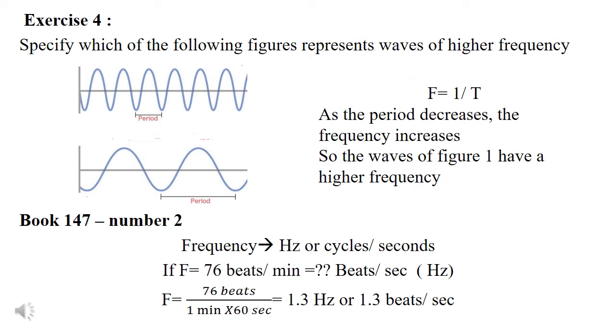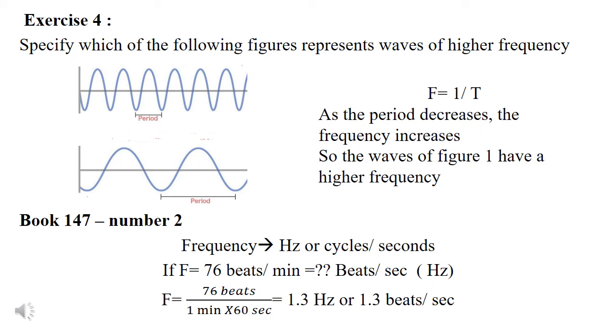Exercise 4. Specify which of the following figures represents waves of higher frequency. Frequency equals 1 over T. So frequency and the period are inversely proportional. As the frequency increases, the period decreases, and vice versa. Let's see these two figures, figure 1 and figure 2. In figure 1, we have period 1, and in figure 2, we have period 2. So let's compare period 1 and period 2. Period 1 is much smaller than period 2, so frequency 1 is much higher than frequency 2 because the frequency and the period are inversely proportional.